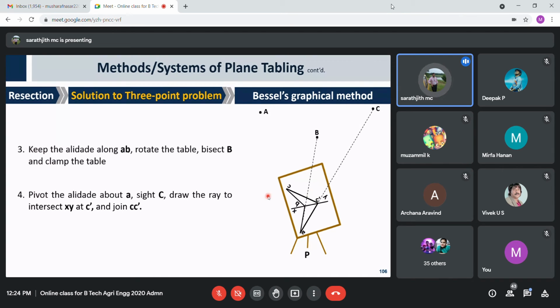So what we have done is, initially you sight point A, so your orientation is correct with respect to A. Then you sight the point C and mark the line XY. Then you rotate the table, sight point B, and then sight C for drawing a ray, A C dash. Okay.